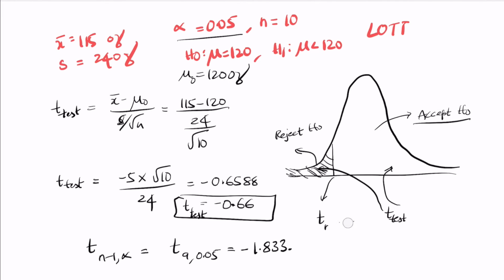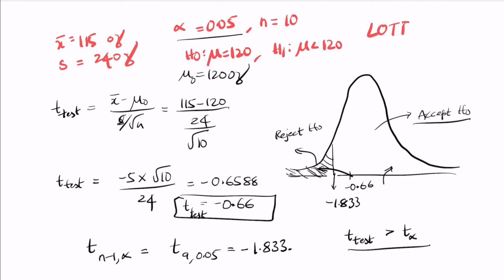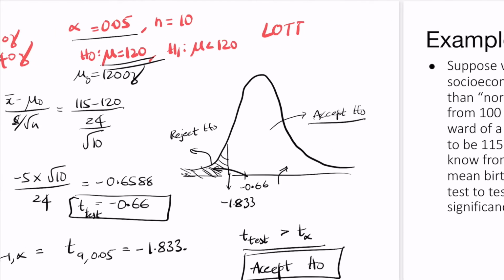Now if you look at the diagram here, this value here is minus 1.833 and the test value is somewhere here, which is minus 0.66. So the test value is greater than the T alpha value, which means that here we accept H0. When we accept H0, we are basically saying that there is no change in the mean birth weight. So this is the idea behind the example problem here.